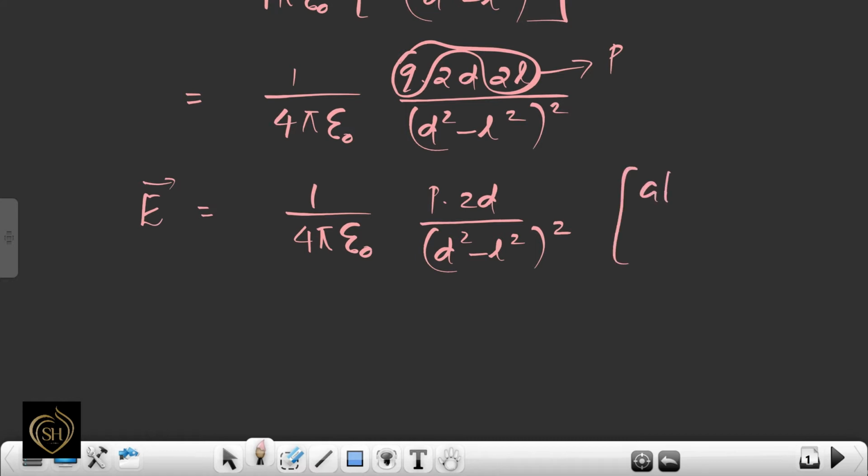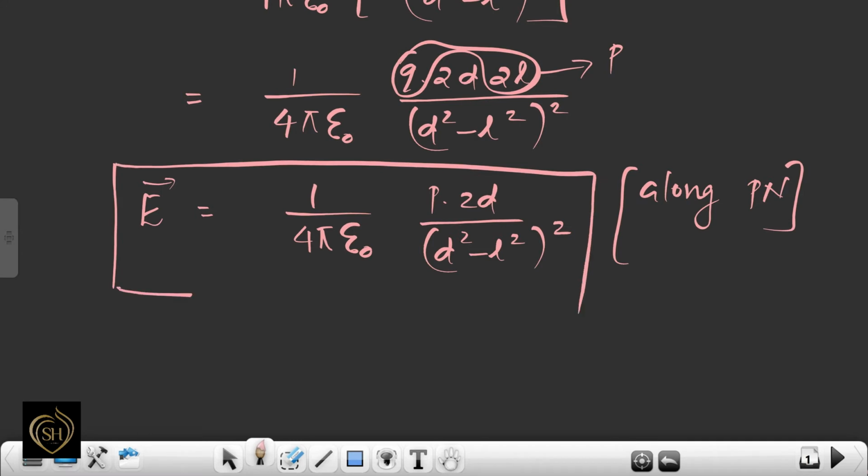The direction is along PN. This is our equation.